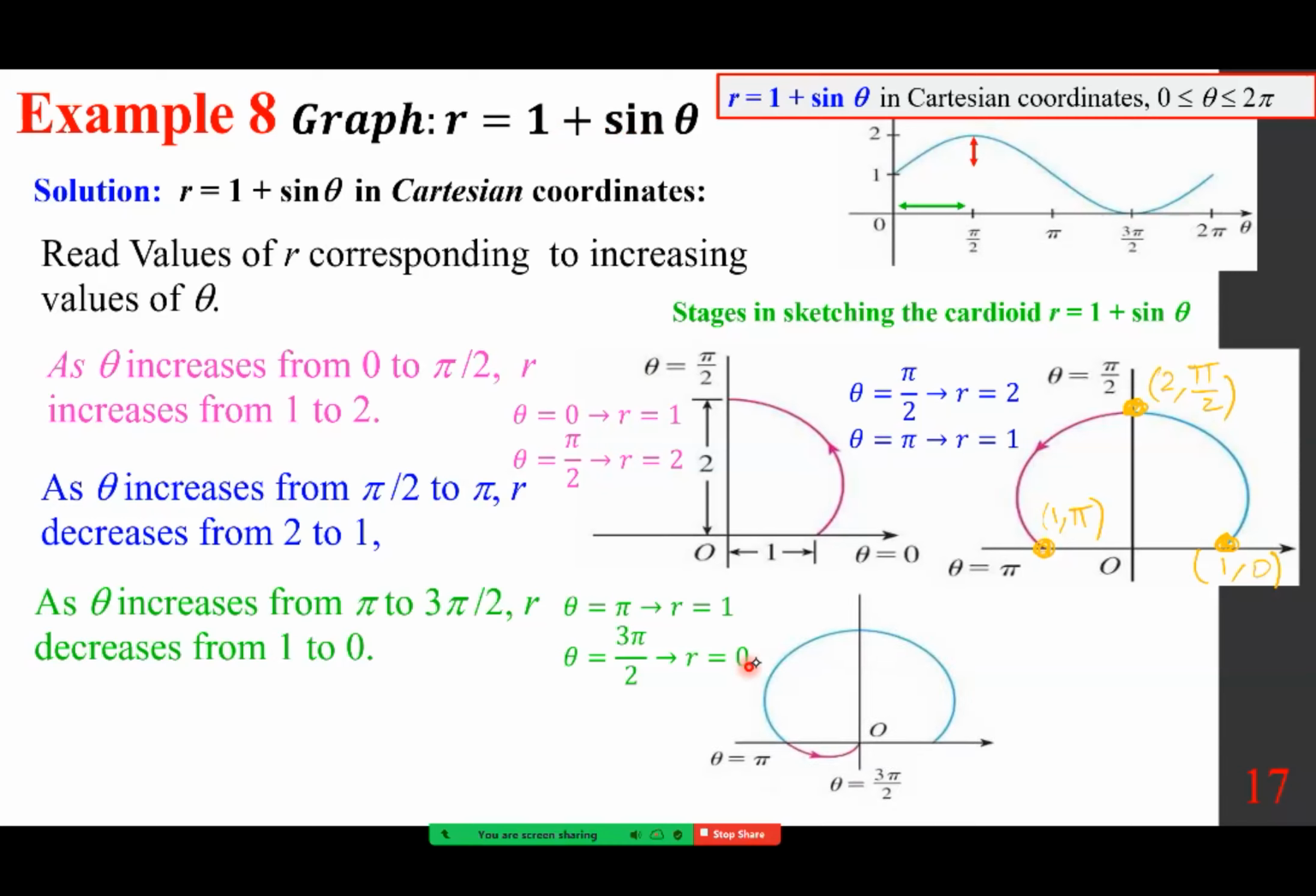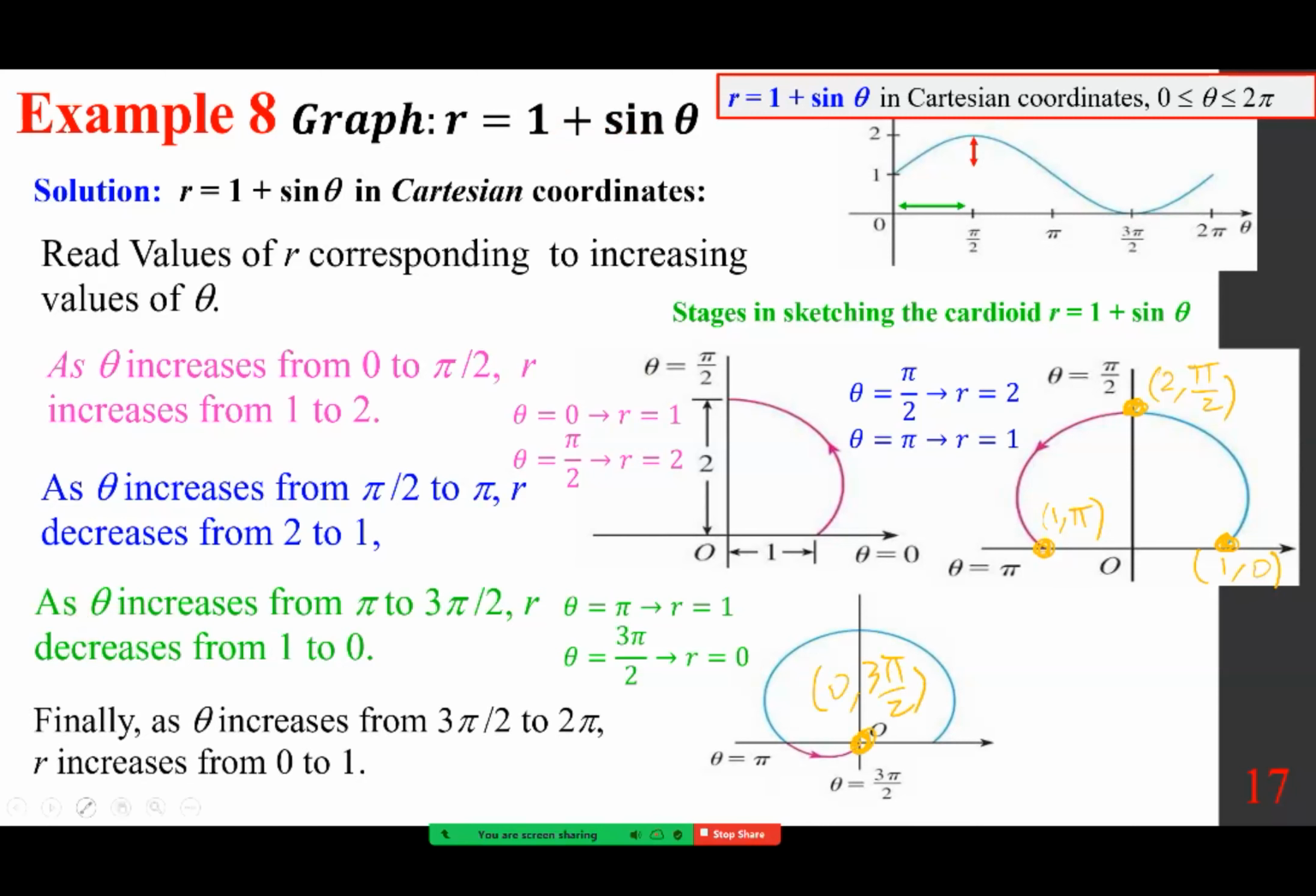So look at this point and this point as coordinates 0, 3 pi over 2. As I've mentioned before, by the way, the pole has coordinates 0 with any angle. Normally we say 0, 0, but it can have any angle.